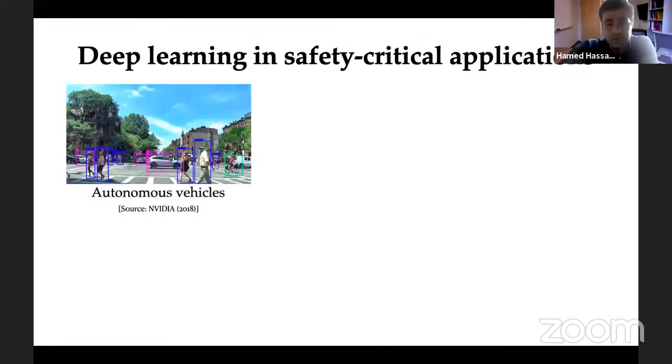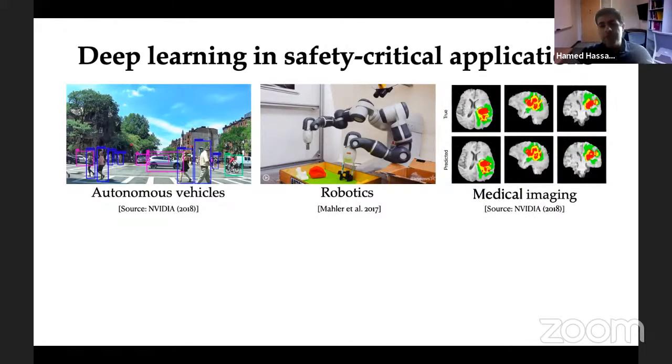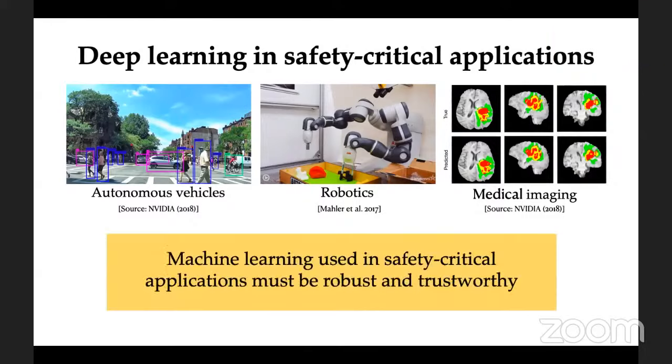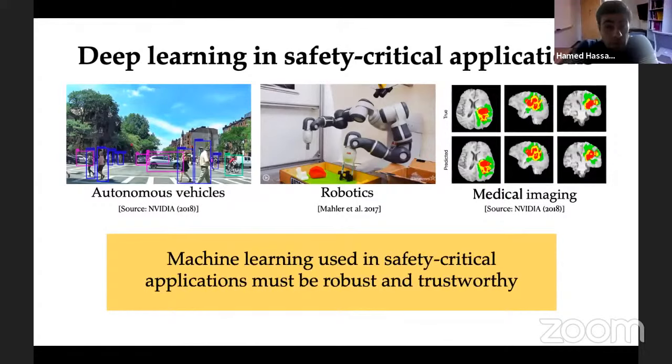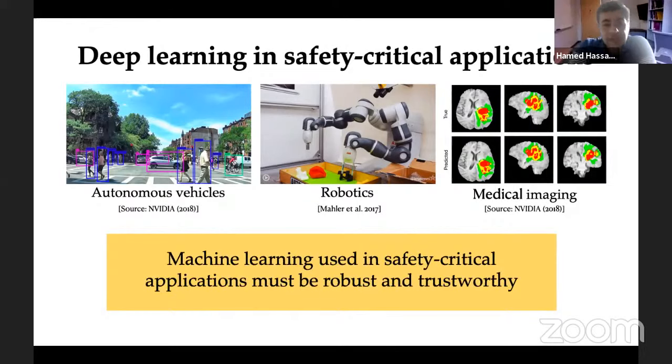A canonical example would be self-driving cars, where the detection of, let's say, pedestrians on a sidewalk would dramatically impact the safety of those pedestrians. Another example is in robotics, where the interaction between robots and humans is subject to obvious safety constraints. And also in, for example, medical imaging, the learning-based models are used to do detections and recommendations for treatments for the patients. And this is also obviously subject to safety critical constraints.